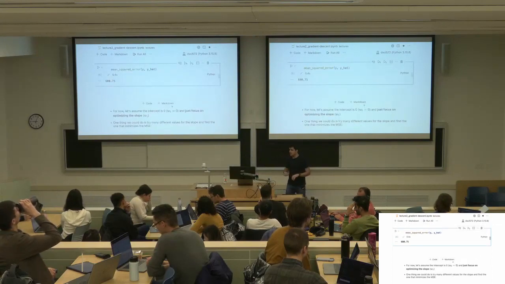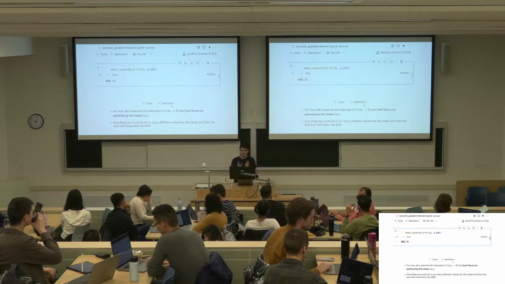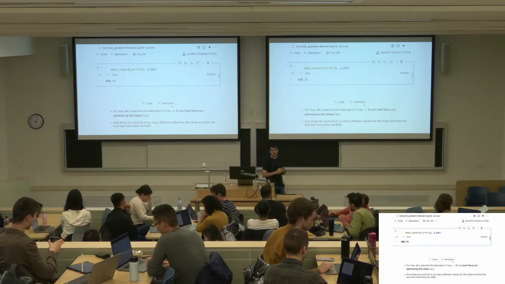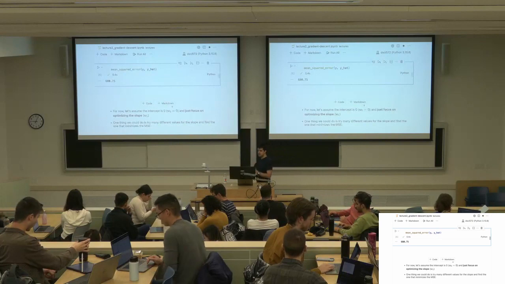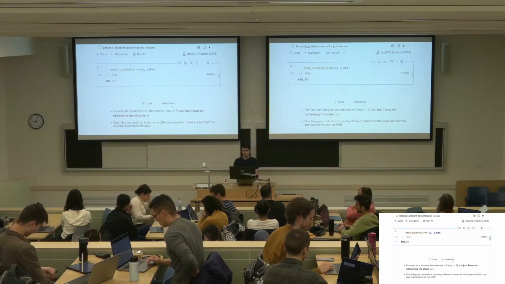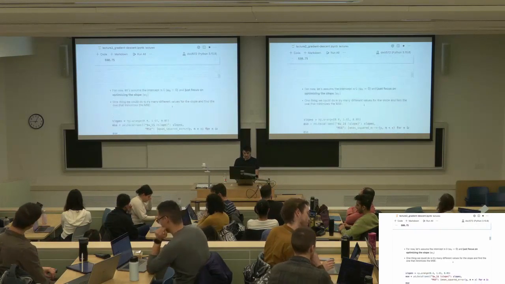Just to simplify the problem a bit more, we're ignoring the intercept for now and just focus on optimizing the slope. So we're looking to find what is the slope that minimizes the cost function. That's the goal over here.